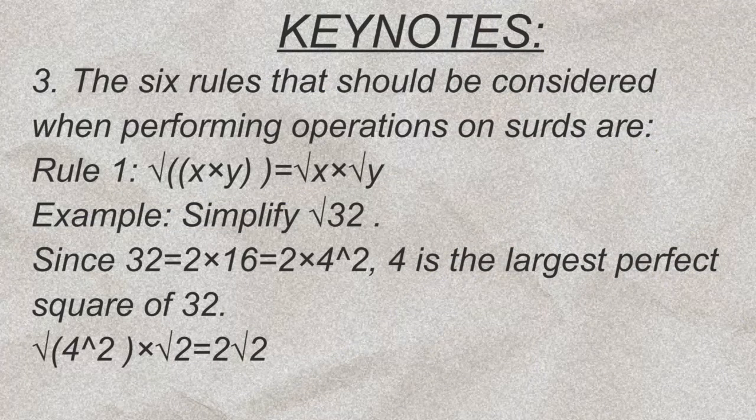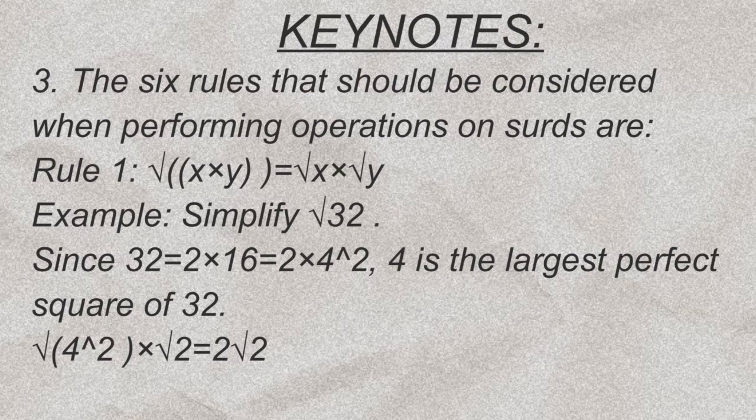Now I want to consider the third keynote, keynote 3. The 6 rules. Keynote 3 contains the 6 rules that should be considered when we perform operations on surds. And these rules are: 1. When we have the combined square root of x times y, it will be equal to the square root of x multiplied by the square root of y.